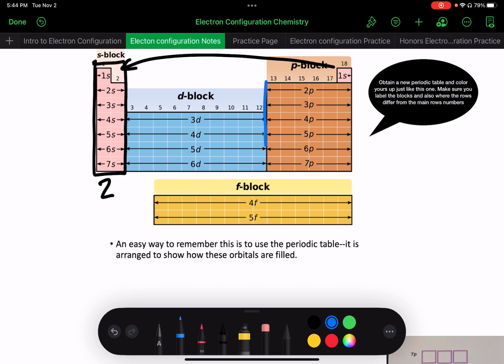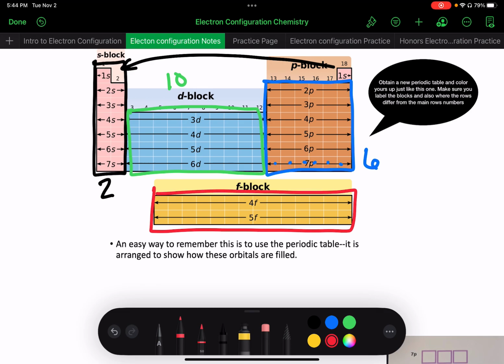Now, count your P, which is this block over here. 1, 2, 3, 4, 5, 6. You're going to find another even number. Then when I go to the D and I count across, you're going to find 10. And then when we do the F block and we count across, we find 14. And so there's a reason why it's evenly spaced and why it's always even numbers.